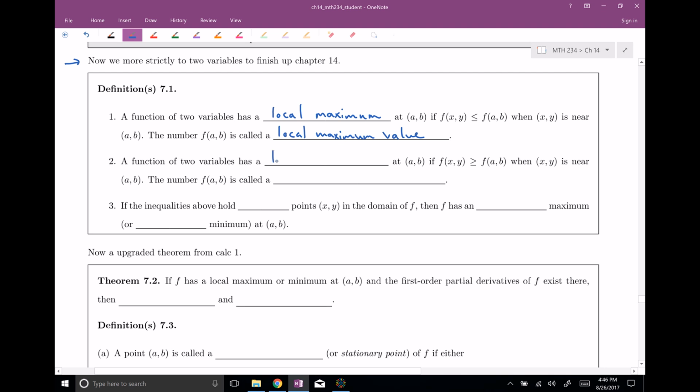Likewise, we can define the local minimum, and it has a definition that you would probably expect now, right? So if f(a, b) is the smallest thing around, in this case f(a, b) should be less than or equal to any f(x, y), where (x, y) is near (a, b). It's just local minimum, so anywhere near, it's the smallest thing around. Then that f(a, b) is going to be called the local minimum value.